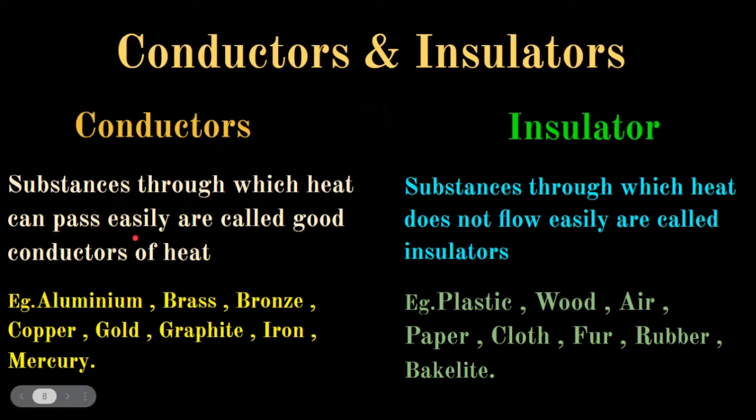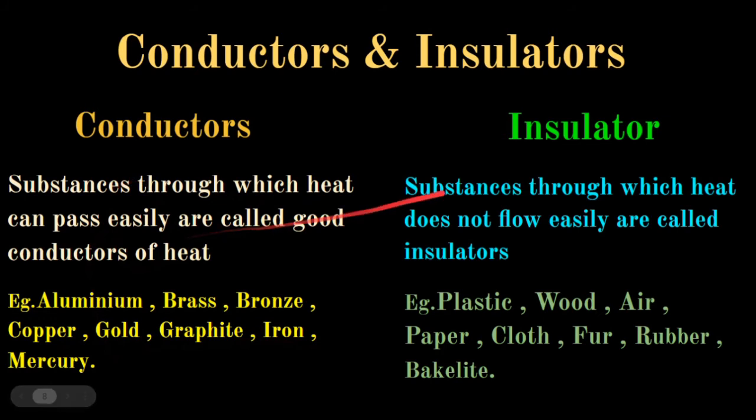Examples are aluminum, mostly the metals, brass, bronze (brass and bronze are alloys), copper, gold, graphite (graphite is a non-metal), iron, then mercury. All these are good conductors of heat.